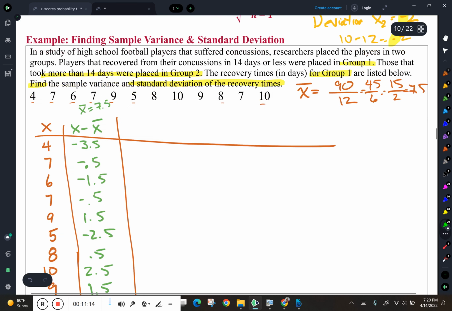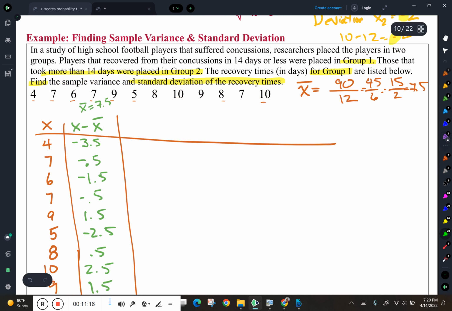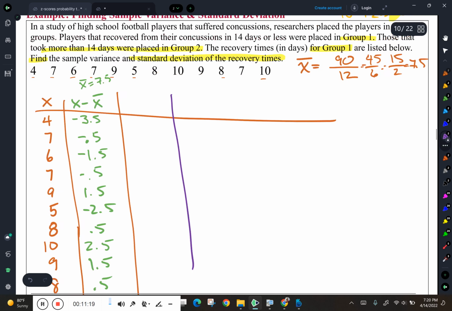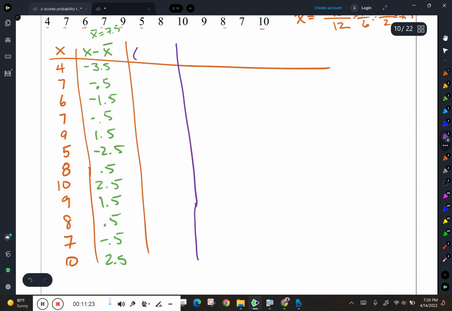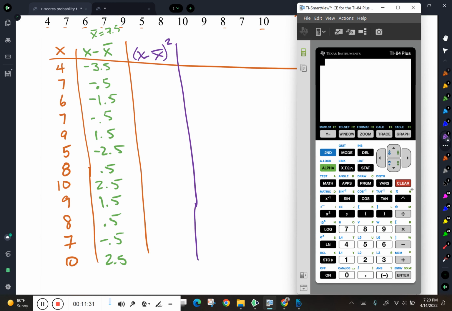Okay. And so now I have to square all of those. So now I'll make another column over here. And then in this next column, I'm going to take all those x's minus those x bars, and I'm going to square them. So let's see, I'm going to need a calculator for that. Let's see, negative 3.5 squared. Oops, 12.25.